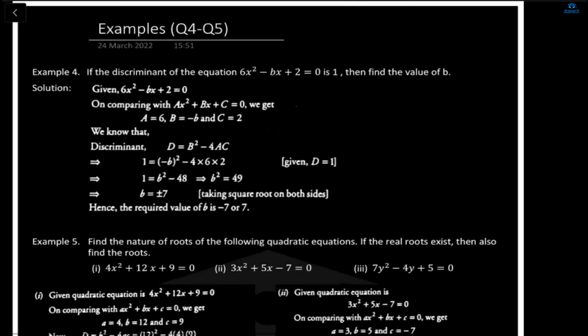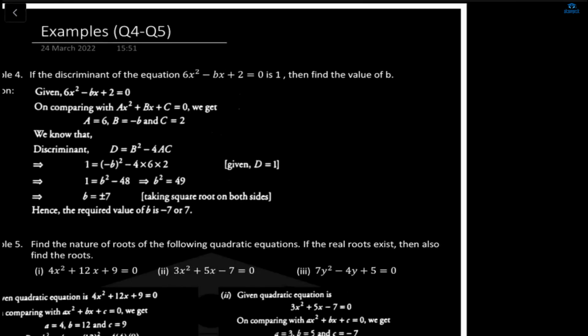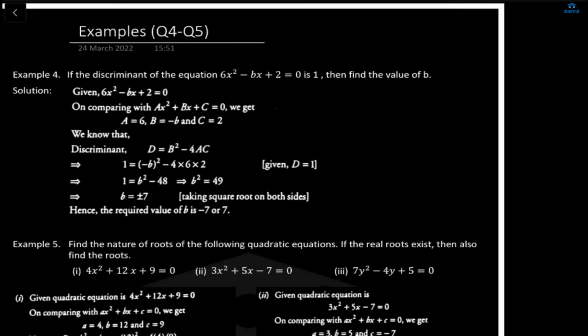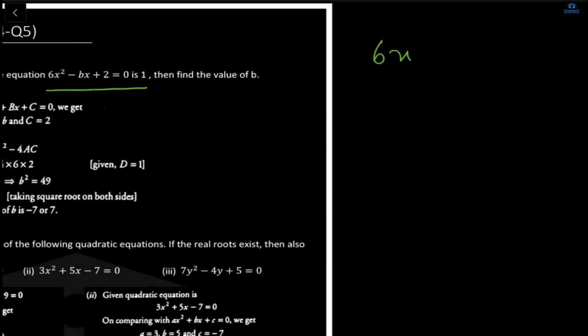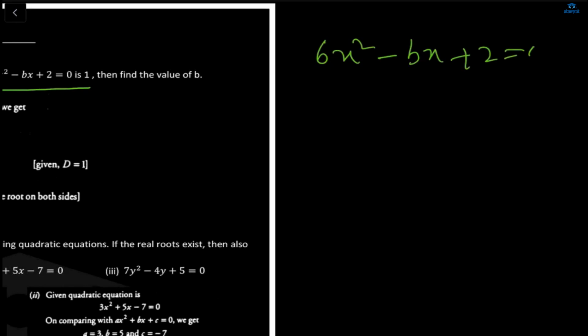Just one more question and I will end the class. Here you can see, if the discriminant of the equation is 1, then find the value of b. It is already given that the discriminant value is 1. You have to find the value of b. Now I'm writing the equation x square minus bx plus 2. If you compare the values, A value is 6, b value is minus b, and c value is 2.